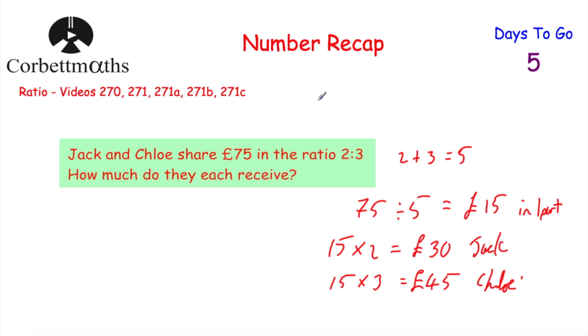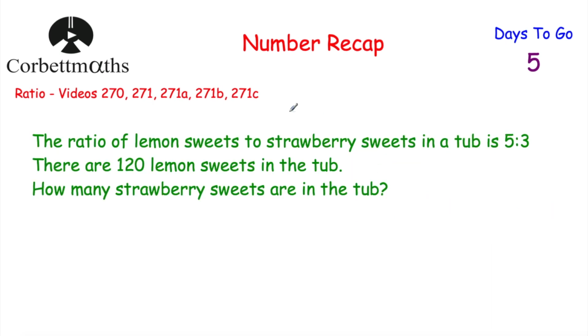So to share a quantity in a given ratio, you just add together the parts in the ratio. You then take what you're sharing and divide it by that answer. And then you multiply that answer by each of the numbers in the ratio. And that'll tell you how much each person gets. And that's it. Okay, next.